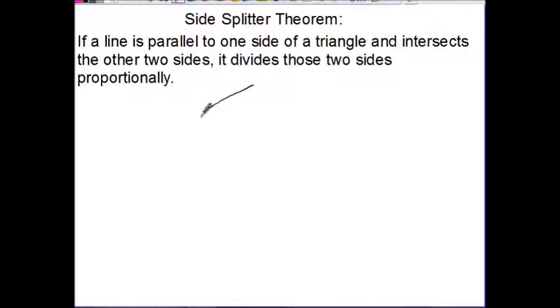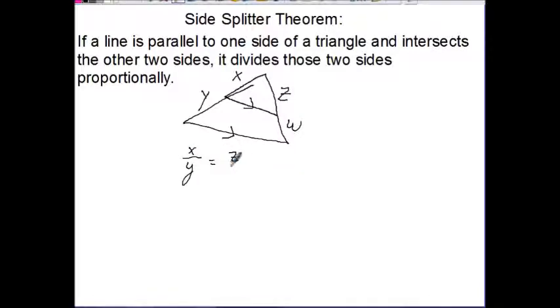We start off with a triangle. In that triangle, we have a line going through that's going to be parallel to one of the sides. What we have left here is these sides that are actually split, hence the name side splitter. We can break those up into 4 pieces and set them up proportionally. I'm going to do top over bottom equals top over bottom. X over Y equals Z over W. And that's going to be how the side splitter works.